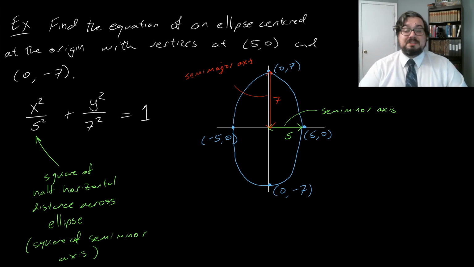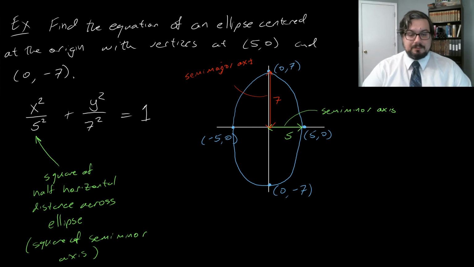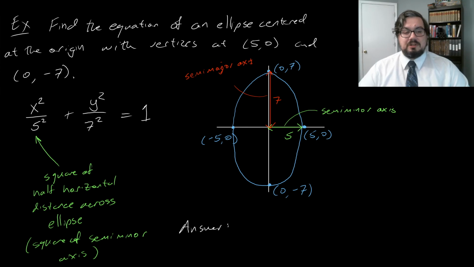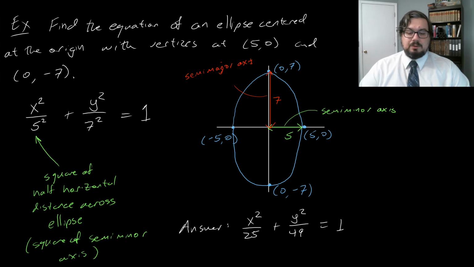These numbers are always determined by how big the ellipse is in the horizontal direction for the x and the vertical direction for the y. Things match up in the normal way here. X goes with horizontal, y goes with vertical. And so our final answer to this question would be x squared over 25 plus y squared over 49 equals 1.